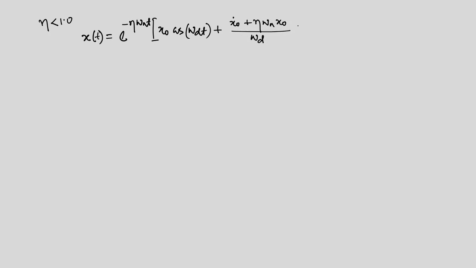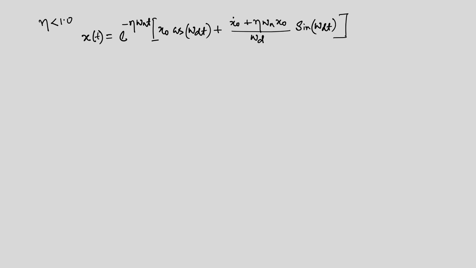So, eta is less than 1.0, that is the underdamped system, and for that we have x of t which is equal to e to the power minus eta omega n t, then within bracket x naught cos omega d t plus x naught dot plus eta omega n x naught divided by omega d sin omega d t. So, that is the nature of the solution.